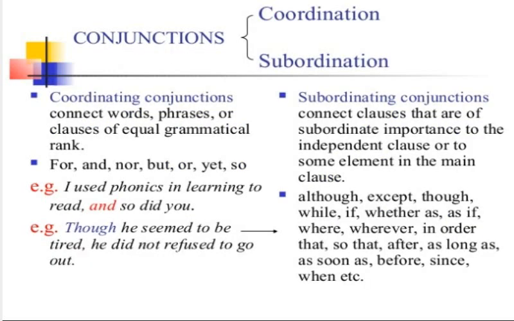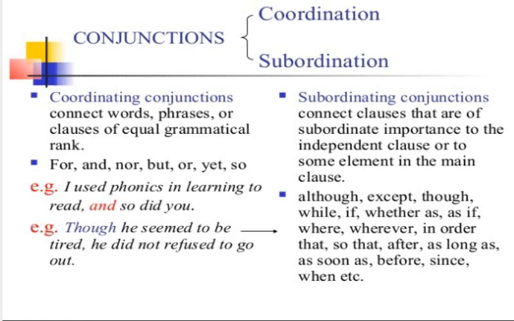Conjunctions: coordination and subordination. Coordinating conjunctions connect words, phrases, or clauses of equal grammatical rank: for, and, nor, but, or, yet, so. I used phonics in learning to read, and so did you. So he seemed to be tired, he did not refuse to go out.